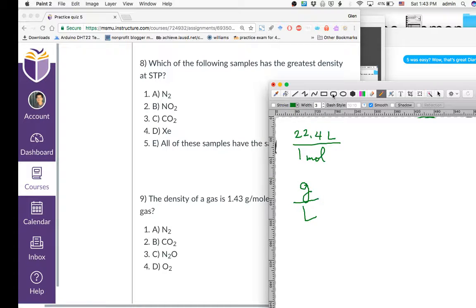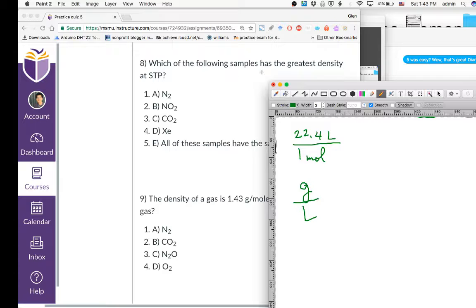Well, if all these gases are at STP, and I have 22.4 liters of each one of these gases, that means I have 1 mole of each one of these gases. Okay. So how many grams is 1 mole of each one of these gases? Well, that's going to be the molar mass, right? Grams per mole. Look on the periodic table. This is going to be 28 grams per mole. This is going to be something much higher.